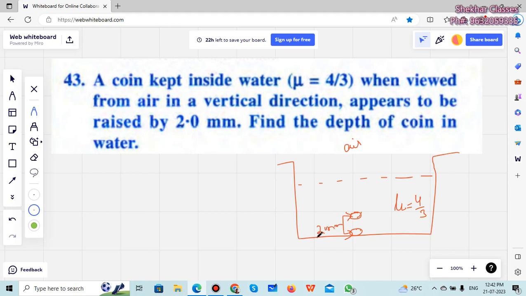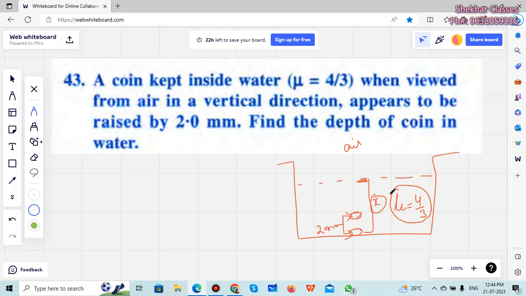They're asking the depth of the coin. So we have to find out this length, the depth. Let this be x. So what is the formula for depth? This is basically the apparent depth, right? Now this is the shift. It has been raised by this much. This is the shift they have given here. And this is the actual depth. And this is the refractive index they have given here.